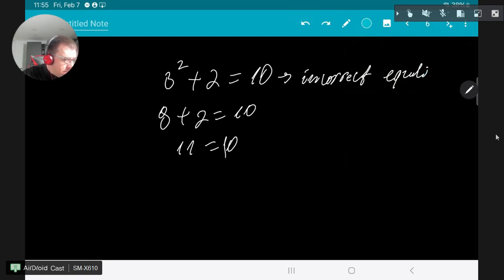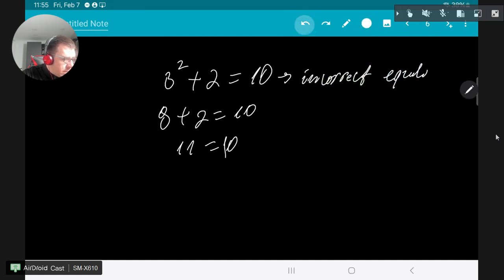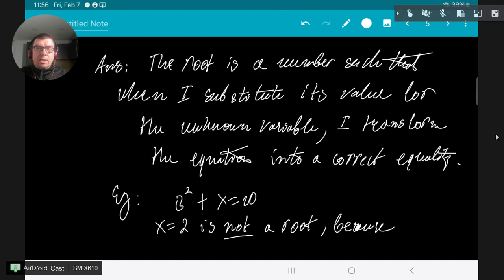Something happened here. It's an incorrect equality because it's not reducible to an identity, okay? And this is my structure, so to speak.